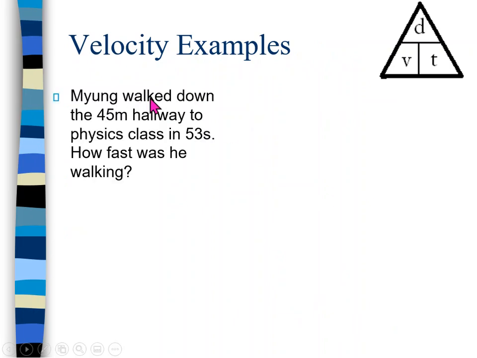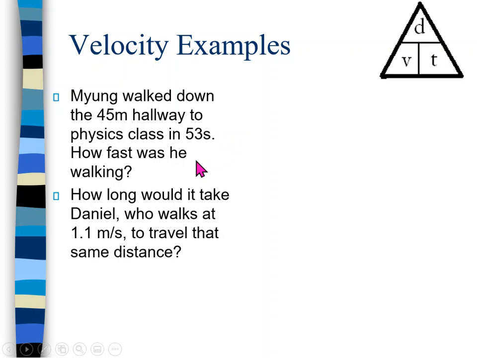Mayung walked down the 45-meter hallway to physics class in 53 seconds. How fast was he walking? And then how long would it take Daniel, who walks at 1.1 meters per second, to travel that same distance?